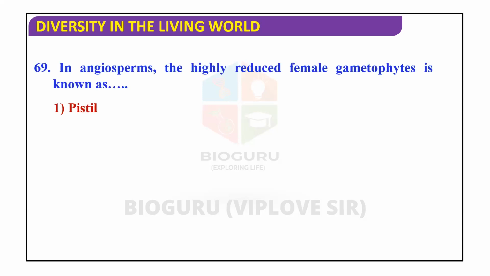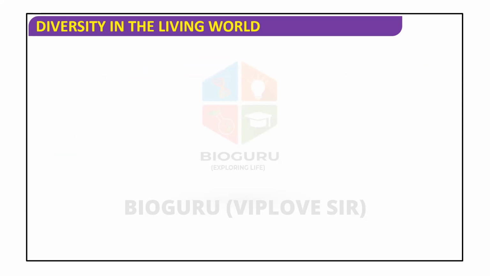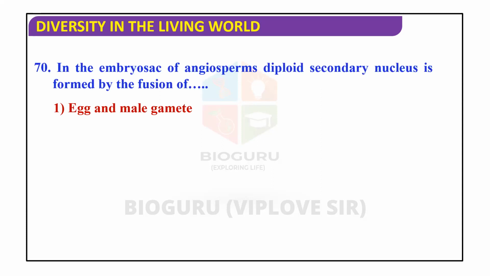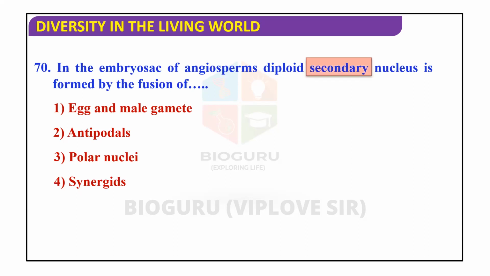In angiosperms, the highly reduced female gametophyte is known as pistil, carpel, embryo sac, or stamen? In angiosperms, the highly reduced female gametophyte is the embryo sac. In the embryo sac of angiosperms, the diploid secondary nucleus is formed by the fusion of egg and male gamete, antipodals, polar nuclei, or synergids? Yes, it is polar nuclei.